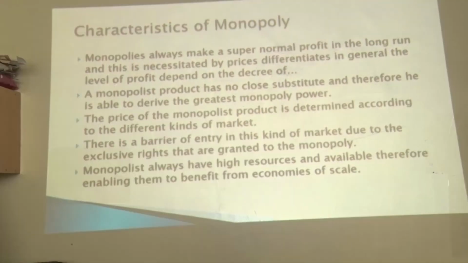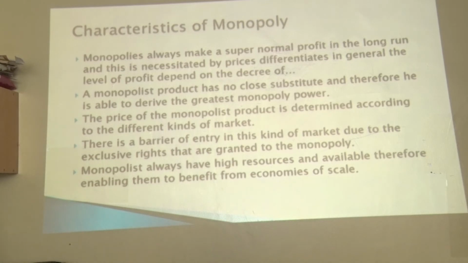So what are some of the characteristics? The other thing we must talk about today is the characteristics of a monopoly. As you all know, monopoly is a single person who dominates the market, or a single organization that dominates the market. So one of the characteristics of a monopoly is that he or she makes supernormal profits in the long run, and this is necessitated by the price differences in general and the level of profits. The other characteristic of a monopoly is that a monopolistic product has no close substitute, and therefore he is able to derive the greatest monopoly power. So there is no close substitute. For example, Kenya Power, the close substitute of Kenya Power is the solar energy. But you realize at the end of the day, not all people have the solar energy.